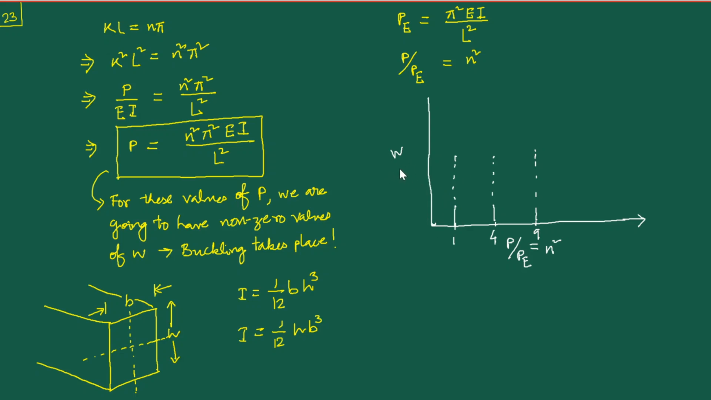Some of you may argue that we know W as a distribution of X, so where exactly, what value of W are we looking at? Maybe you can take the value at X equal to L by 2. No problem, X equal to L by 2. If you do that, you have some idea that W is going to be non-zero.